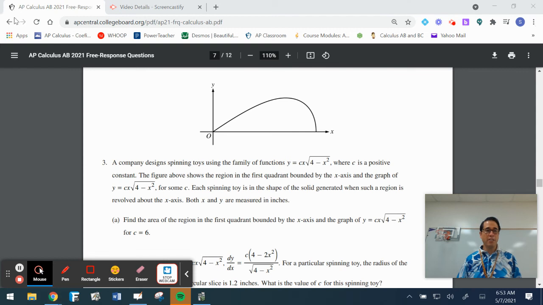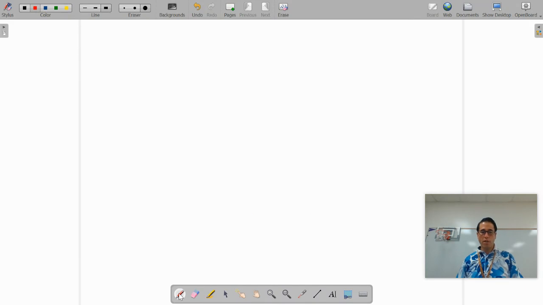I'm going to go to my blank screen so I can work on it from scratch and have all of this nice page to work with, okay? So a company designs spinning toys using a family of functions. Okay, the first function they give me is y equals. There's that c, dude. Heard so much about c, but come on. That's just a constant. We can handle that bad boy, and it's a positive constant.